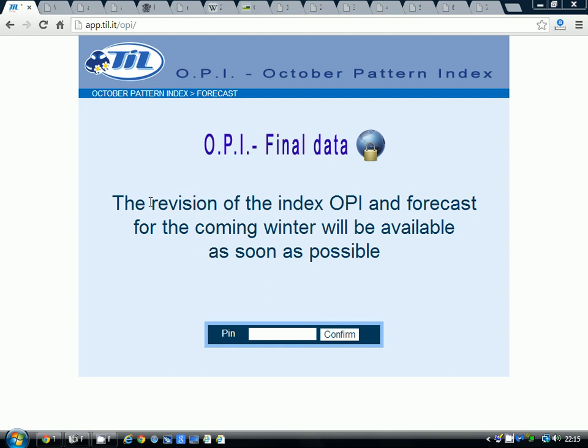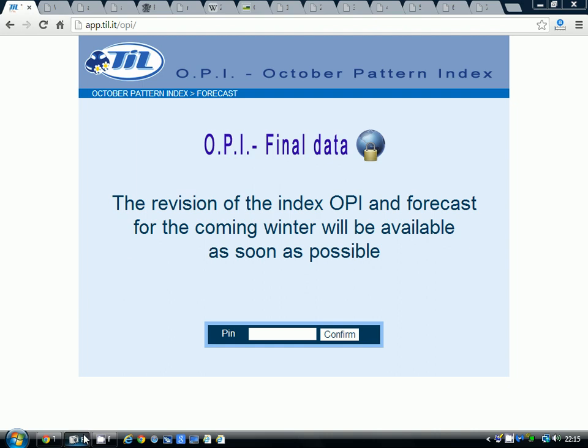It's an Italian methodology, Italian forecast. Very talented forecasters in Italy are doing this. I believe they're going to submit a proper peer-reviewed paper about this next year. But at the moment, the OPI website is saying the revision of the index, OPI, and forecast for the coming winter will be available as soon as possible.